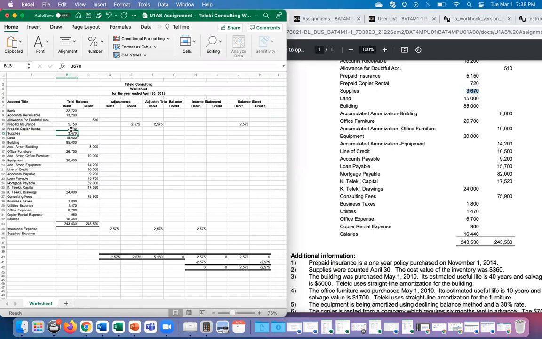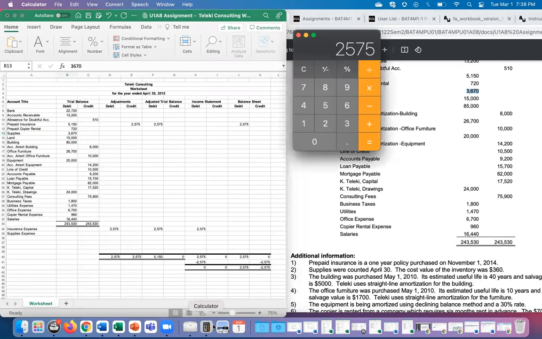Okay, so that's simple math. All we have to do is subtract the amount that we have left from the amount that we started with. So, calculator, 3,670 minus 360.